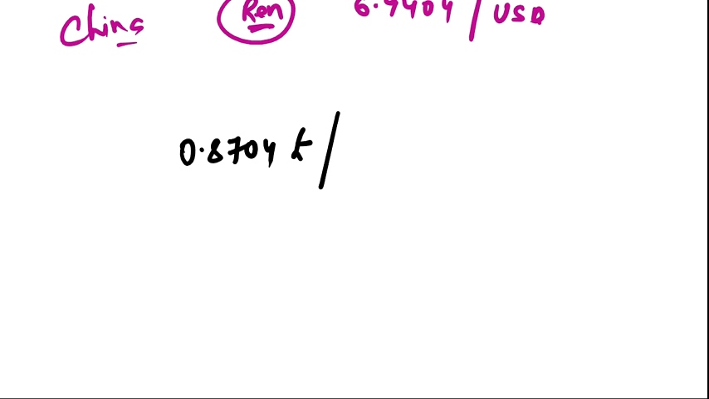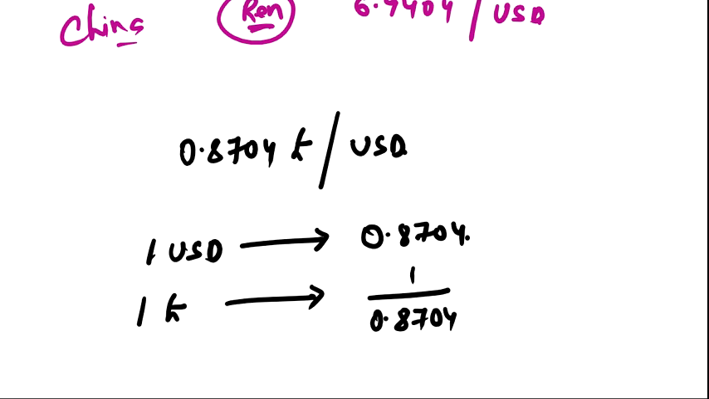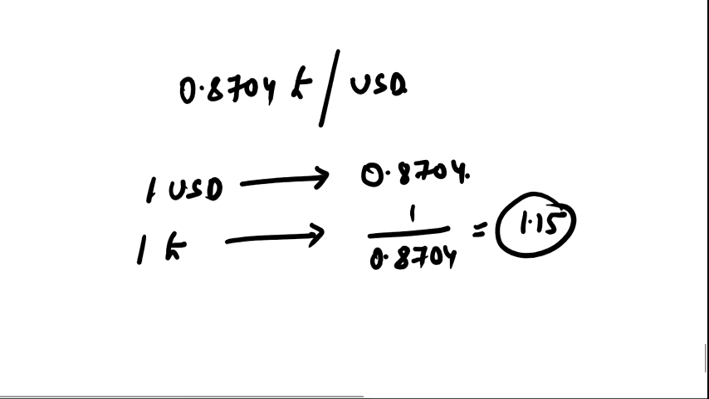0.8704 per USD. Clear? So for 1 USD, how much pound will you get? 0.8704. If I want to know for 1 pound how many USD you will get, 1 divided by 0.8704. So it is rounded off to 1.15, which I have explained to you earlier. Clear? So it means rates are approximately going the same way.